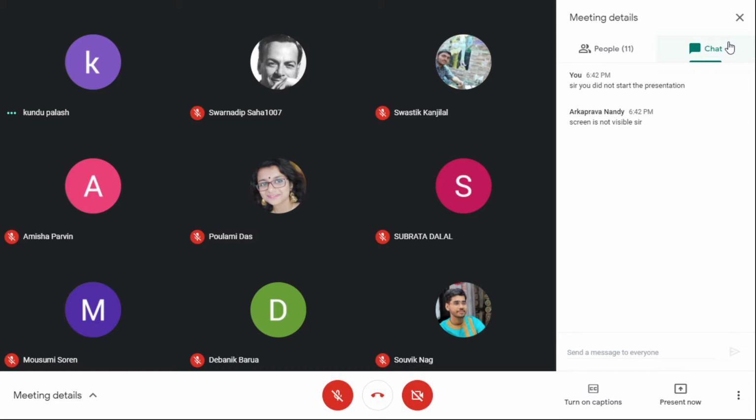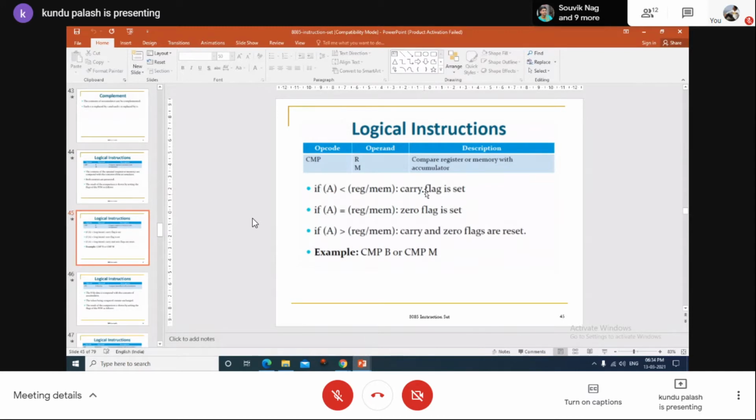That means in case of logical operations like comparison operations, three conditions will arise: equality, greater than, and less than. So when two operands are required under the instruction, for example, CMP B, one operand is in the accumulator and the second operand is the B register. Whichever condition occurs, the carry flag and the zero flag will be set accordingly.